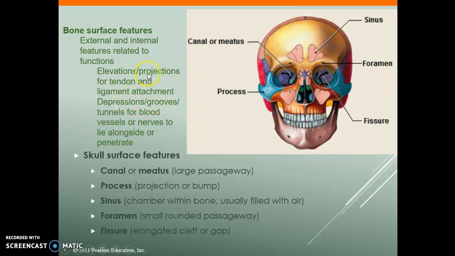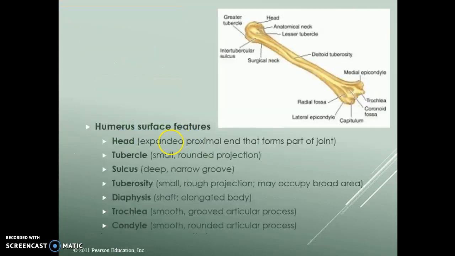You'll see a variety of projections and elevations, and these are mostly for tendon and ligament attachments, and a variety of depressions and grooves, and each type has a different name. You only have to learn specific names on specific bones. For example, here is our humerus, which is the upper arm, and these are the terms you need to learn on the humerus: head, tubercle, sulcus, tuberosity, diaphysis, trochlea, and condyle.